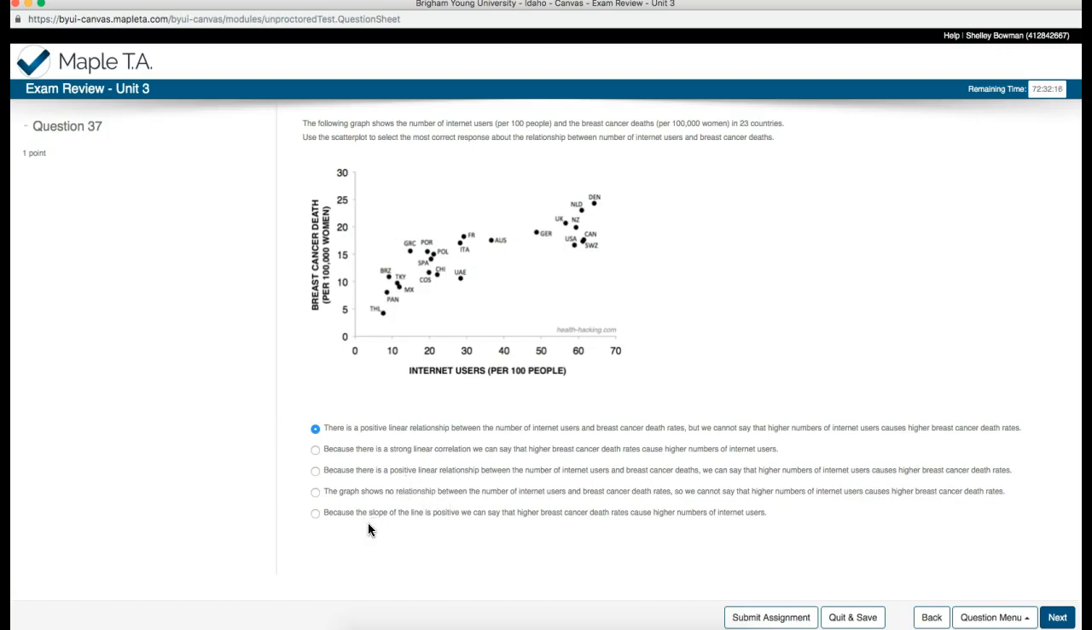And last, because the slope of the line is positive, we can say that the higher breast cancer death rates cause higher numbers of internet users. Again, we still can't say either way that anything is causational here. So this one is our answer.